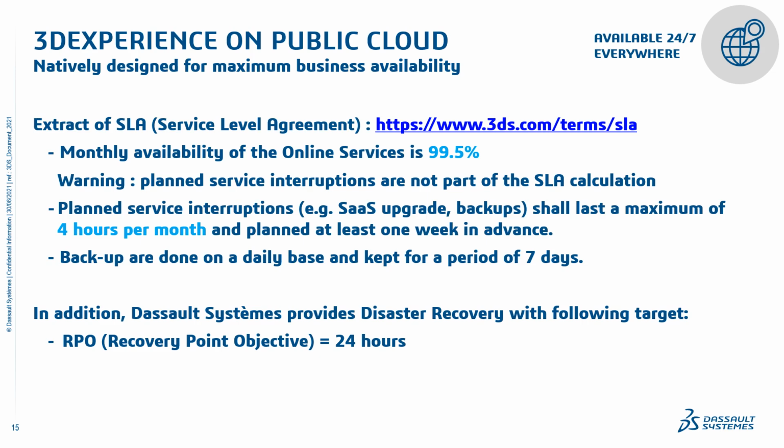Concretely, this means that except for a maximum of 4 hours of planned interruptions, the service is available 99.5% of the time. Planned interruptions are defined by Dassault Systèmes to take backups and update the platform every 10 to 12 weeks. At the very end, taking into account the potential maximum unavailability, the 4 hours plus 3.6, which represents 99.5% of the month, that's about 8 hours per month, including all hours of planned interruptions.